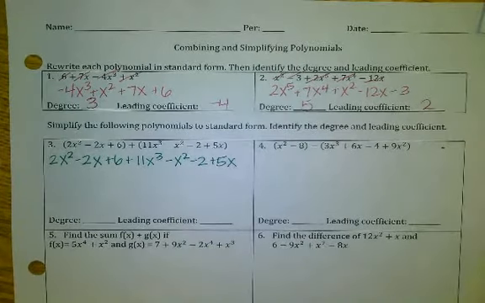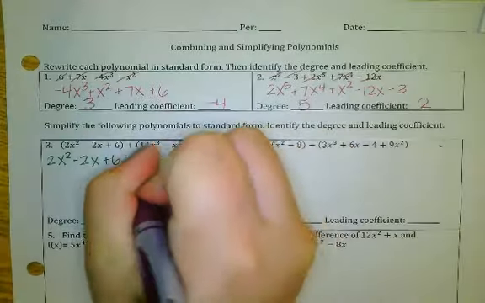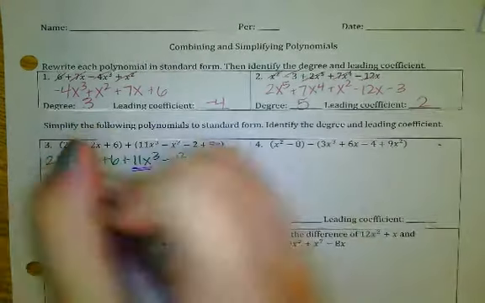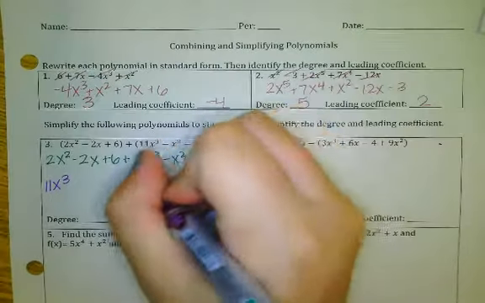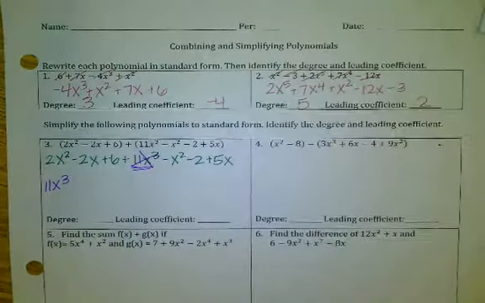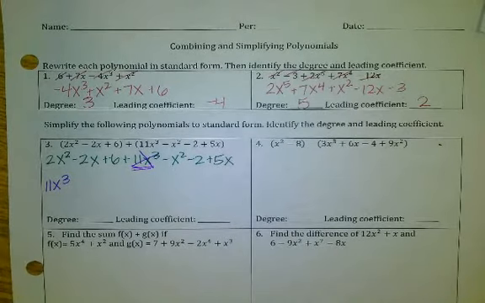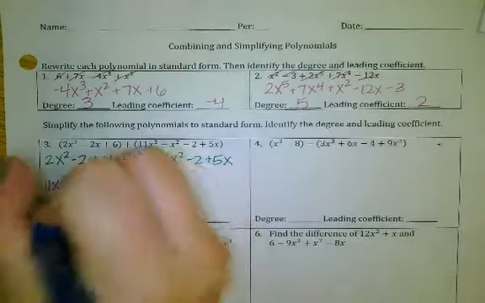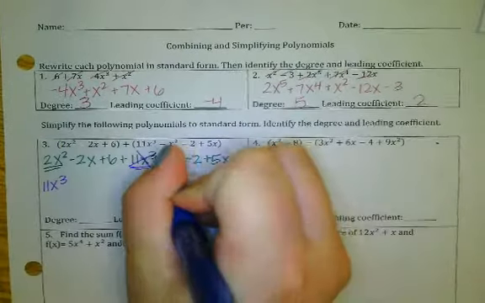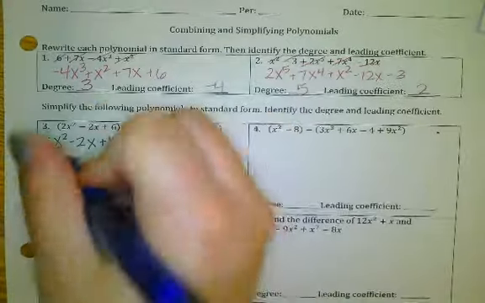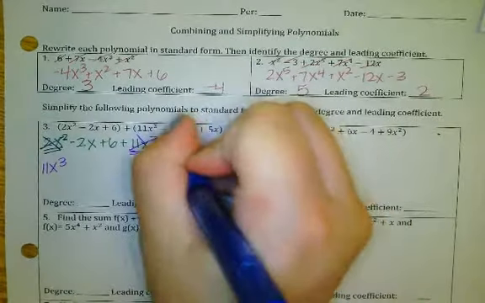3. Okay, so I'm going to take my 11x cubed term. That's going to go out in front. And that's the only one I have that's cubed, right? So now I'm going to cross that off. Well, then what? Your degree 2 terms, and you have 2x squared and negative x squared, which is going to combine and give you what? X squared. So cross those off.